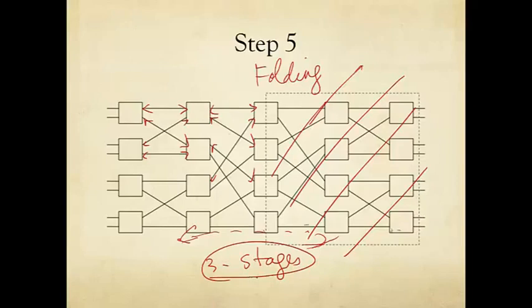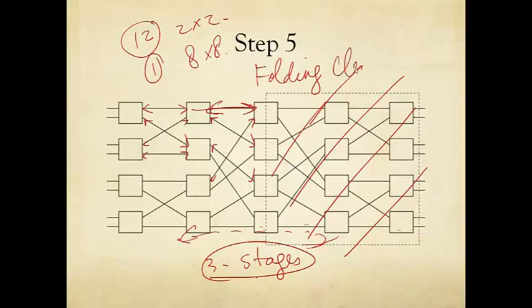Because whatever goes out here, you can just view that as the folded version, except the arrows, instead of pointing from left to right, will be pointing from right to left. Now that is the final simplified version that we have. This becomes a network with 12 2x2 switches, making altogether an 8x8 switch. And we call this folded Clos network, the so-called fat tree.